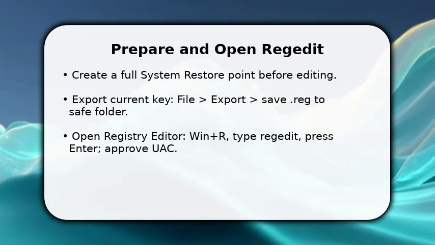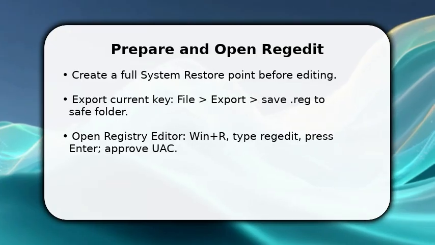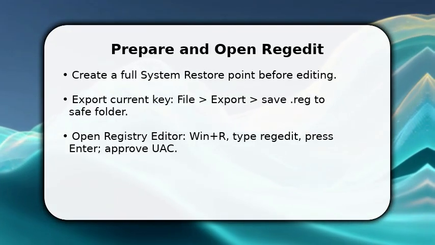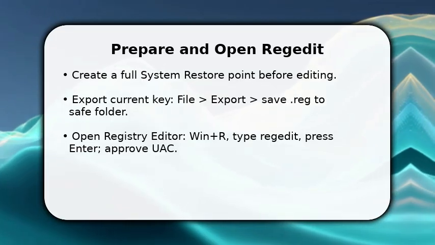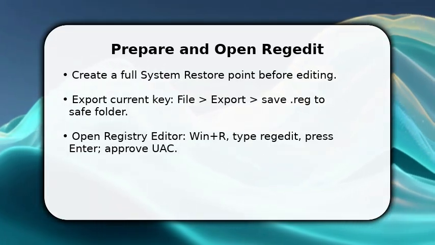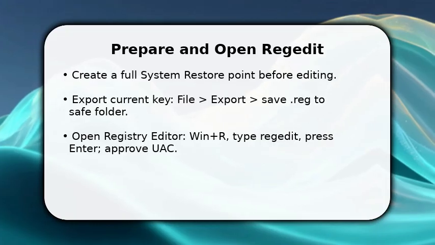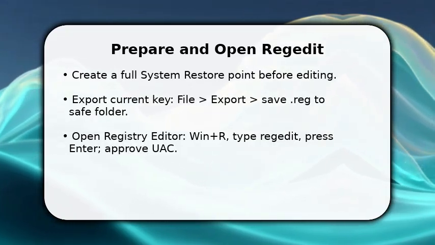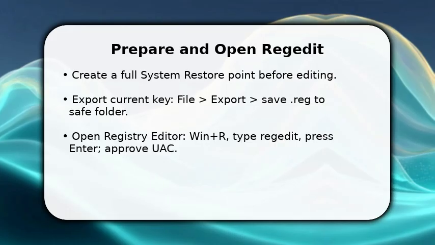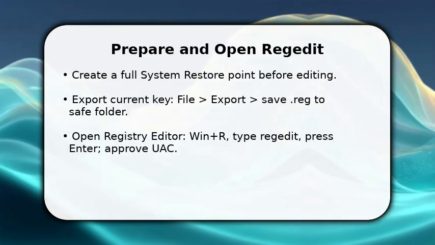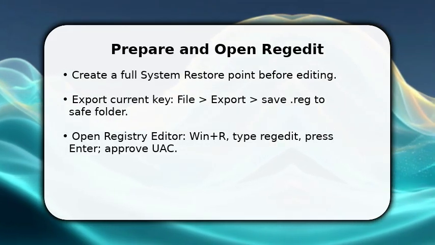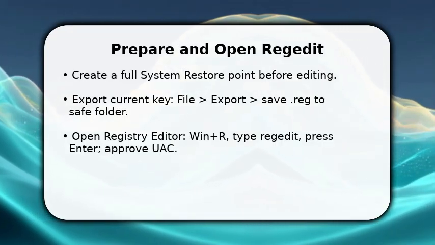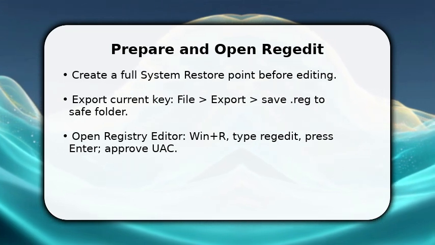You'll start by protecting the system and opening Regedit. Create a system restore point now so you can revert if needed. Next, export any key you plan to change. Use File, Export, choose a descriptive name and save a reg file to a backup folder. Once done, open Registry Editor with Win+R, type Regedit, and accept the UAC prompt. Doing these steps first limits risk and makes undoing changes straightforward, so make sure each backup is complete before proceeding.